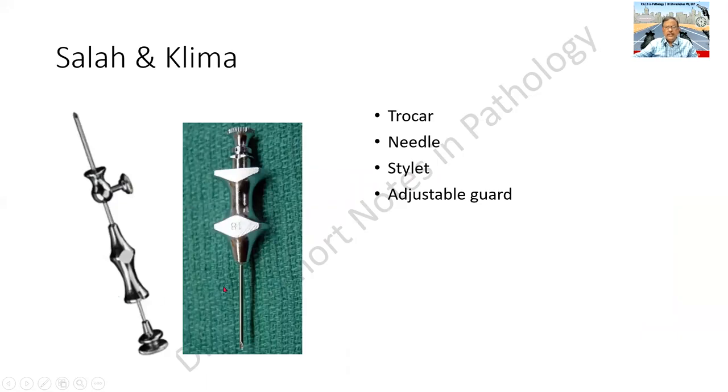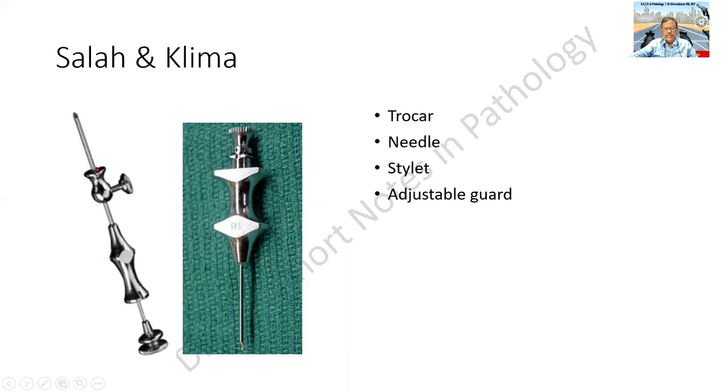These are a couple of needles which can be used. The first one is Salah and the other one is Klima. The needle itself is short and stout. So always remember the needle is short and stout. What I see over here is the stylet. The stylet is also a part of the needle, but once it is within the marrow, the stylet is removed and the aspirate starts pouring in. Even otherwise, I can attach an ordinary syringe and perform the aspirate.